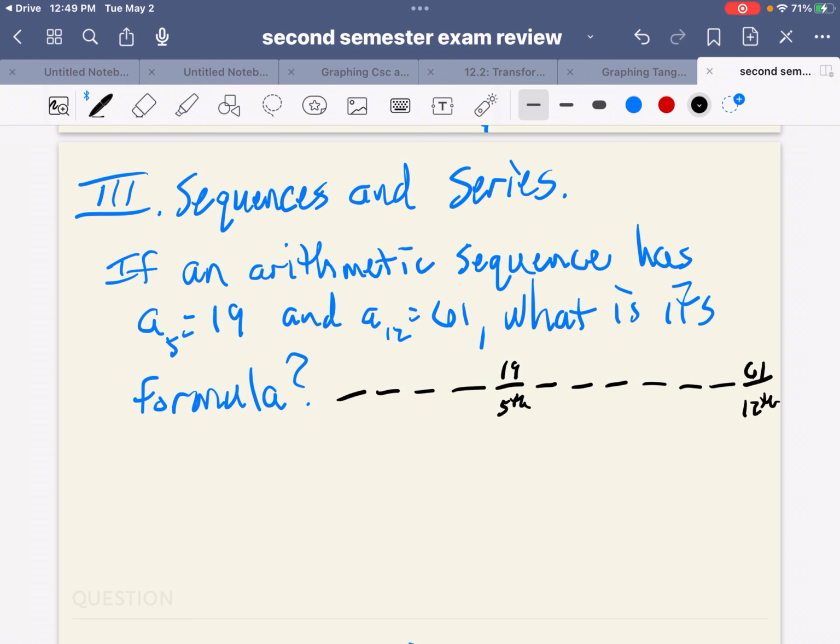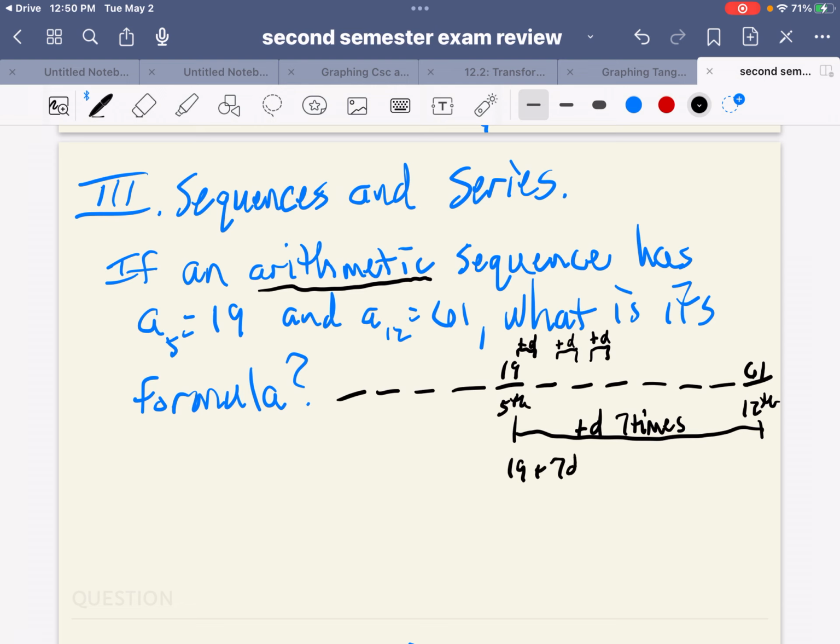Now, if this sequence is arithmetic, that means it's adding to go from one term to the next. You would be adding the common difference. Well, how many times would you add the common difference to go from the 5th to the 12th? You'd add D 7 times to go from the 5th to the 12th term. So can I say 19 plus 7D must equal 61?